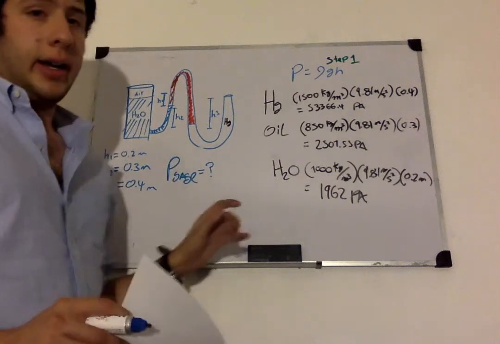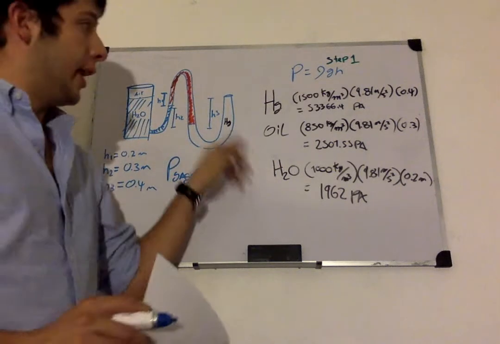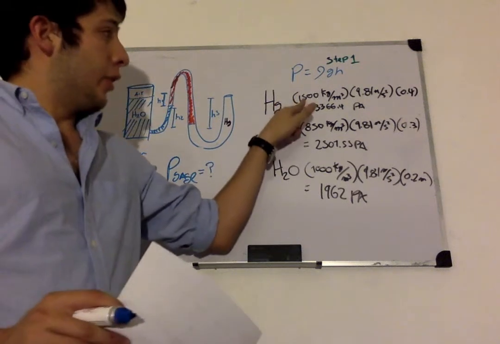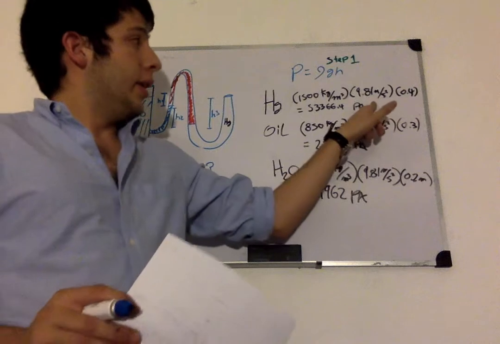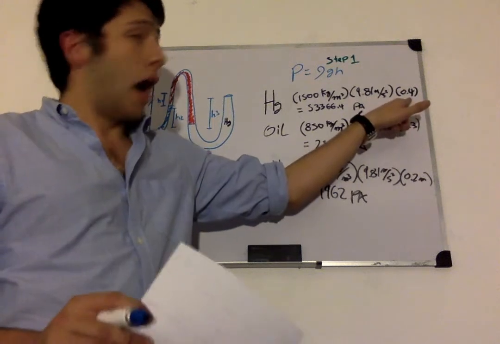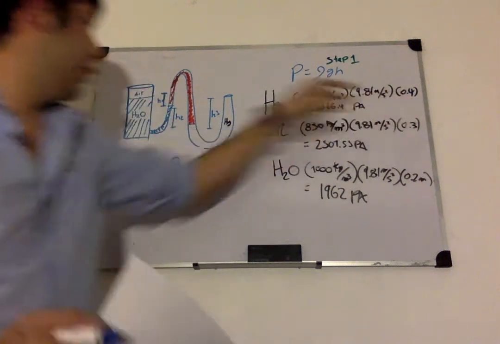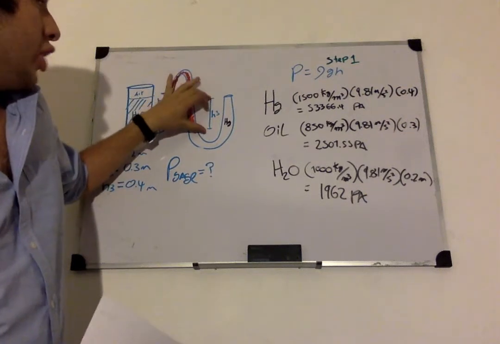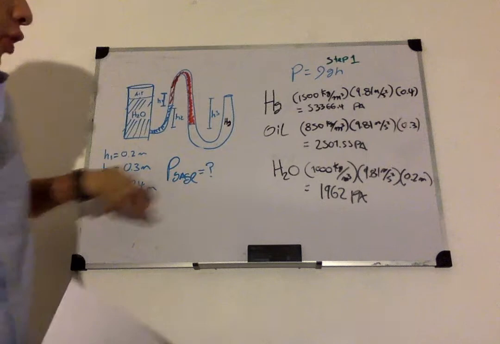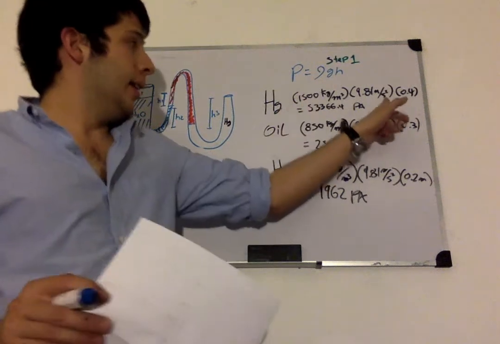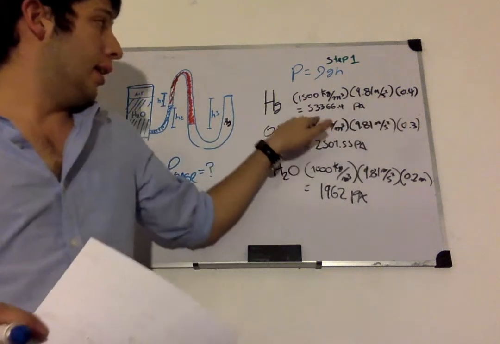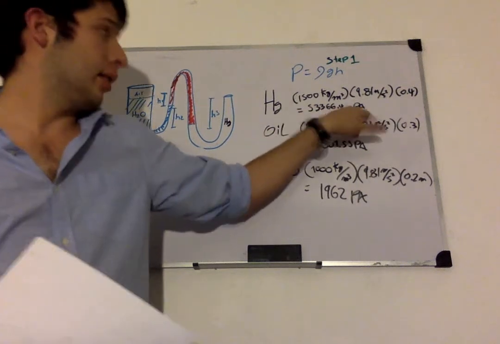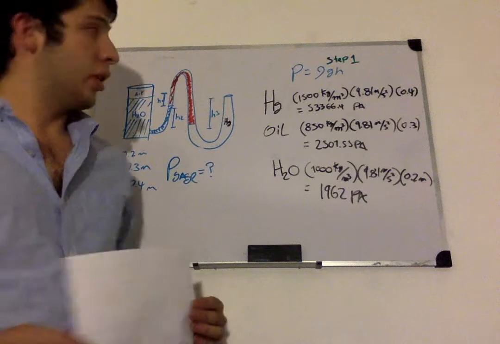I already did some calculations, and here I have the density of the mercury times the gravity times the height at which the mercury is with respect to this point, which is H3, which is 0.4. After doing that, it gives me 53,366 pascals, and then we do the same with the oil.